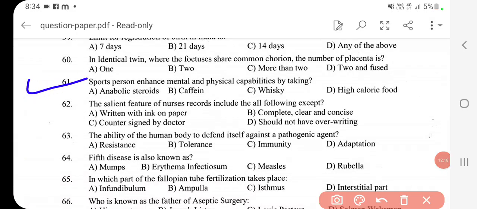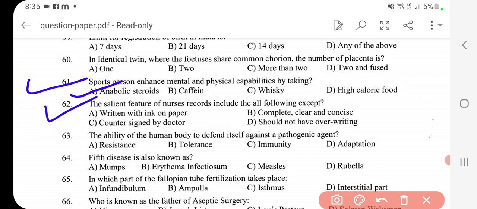Next, question number 61. Sports persons enhance mental and physical capabilities by taking anabolic steroids, caffeine, whiskey, or high calorie food. So right answer is anabolic steroids. Sports persons enhance their mental and physical capability by taking what? Anabolic steroids. So option A.